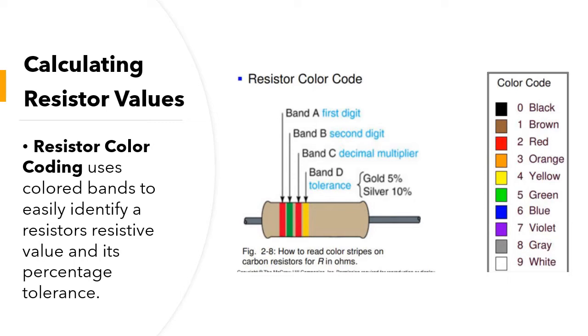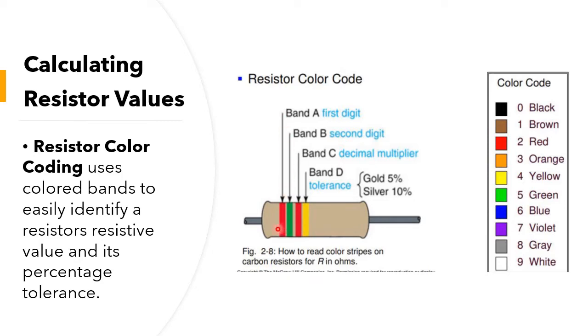Now we have here how to calculate the resistor values using the resistor color coding. So the resistor color coding uses colored bands to easily identify a resistor's resistive value and its percentage tolerance. So we have here an example of a resistor, and as you can see, we have different color codes here, color bands.